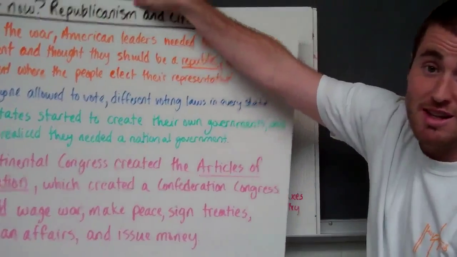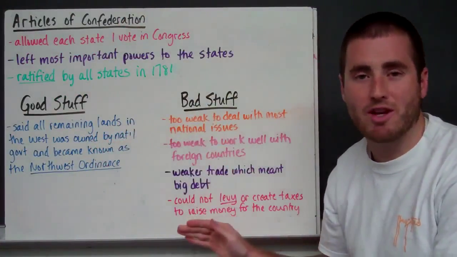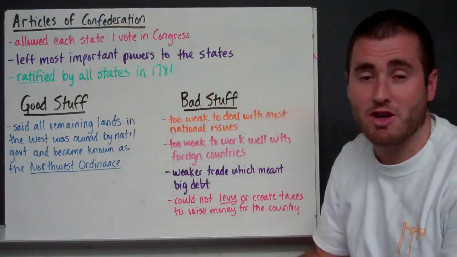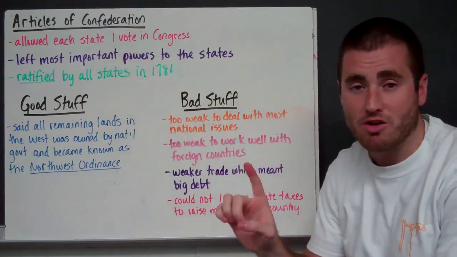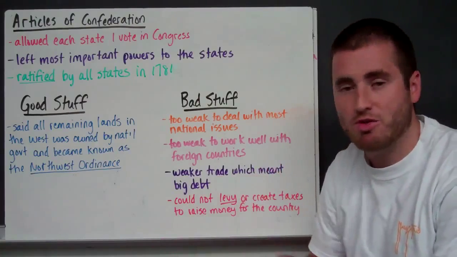Now what we got to realize is that obviously we don't have it anymore. So there are some good things, but there were a lot of bad things about it. And we eventually ended up drafting the Constitution. But let's take a look at the Articles of Confederation to figure out what it was. So it allowed each state one vote in Congress. No matter how big the state is, they got one vote in Congress, so everybody was equal.